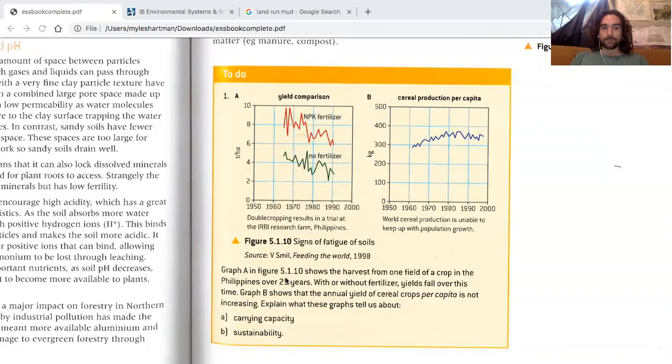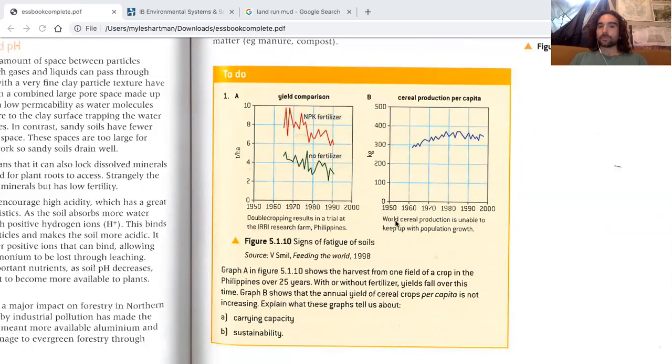Graph B here shows the annual yield of cereal crops. Cereal crops, think of like wheat, grain, stuff like that. So it shows the annual yield, how much of those grains per capita, and shows that it's not increasing. So if we look at this, it wants us to explain what these graphs tell us about carrying capacity and sustainability. I'm not going to give you all the details on this, but really this graph does a good job of showing this, right?